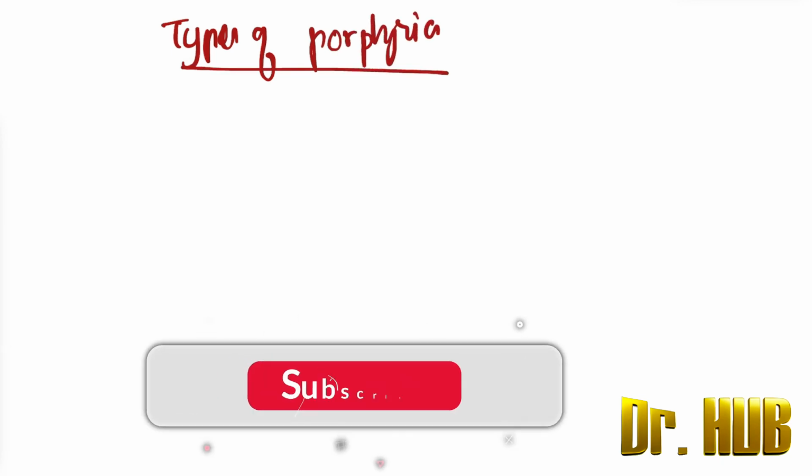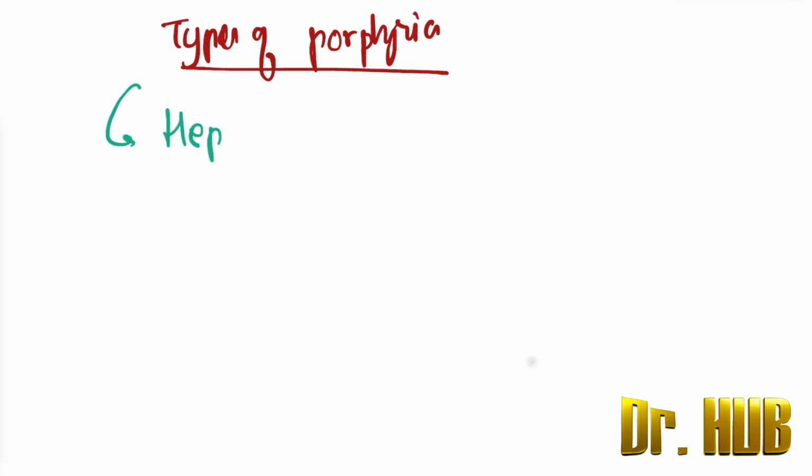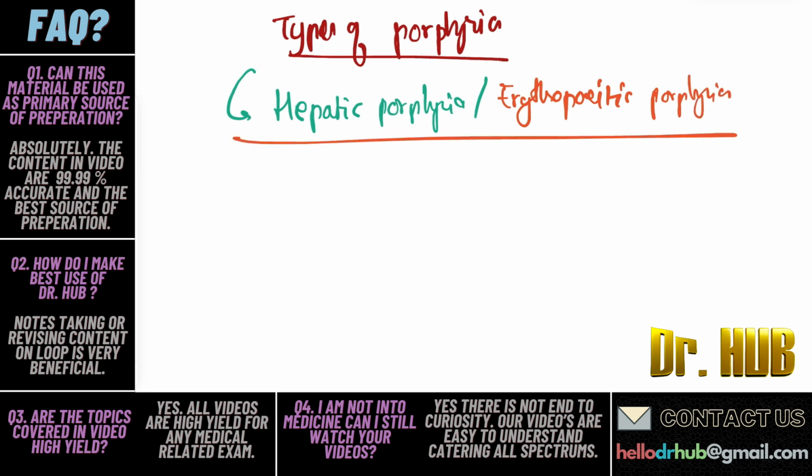Today we'll look at the types of porphyria. Clinically they are divided into two: the hepatic porphyria as well as the erythropoietic porphyria. In terms of the hepatic porphyria, this is caused due to enzyme deficiency.